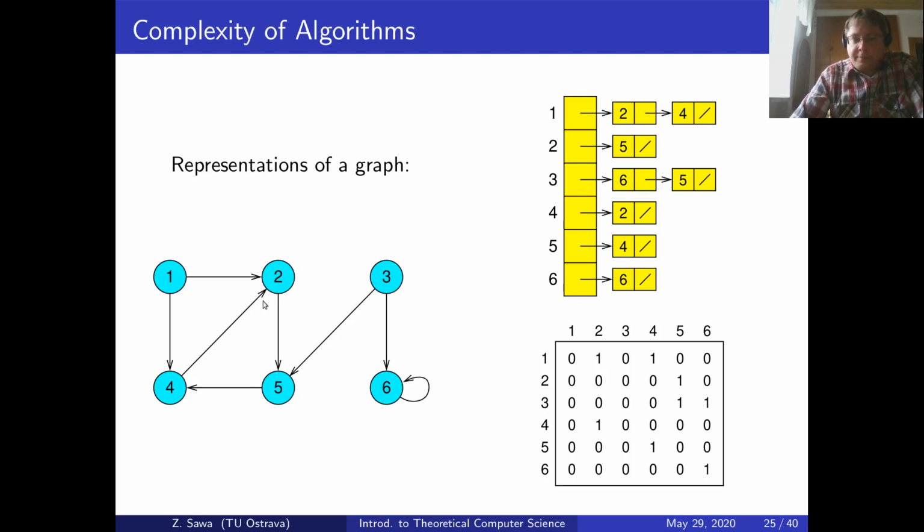So for example, for node 1 we have an edge to node 2 and node 4, so we have a list containing these two edges. From node 2 we have an edge to node 5, so it has just one edge, and so on. The particular order of edges in these lists is probably not important. It's also not important that I have drawn it as a linked list. We could use vectors of edges, for example, and it would be very similar.